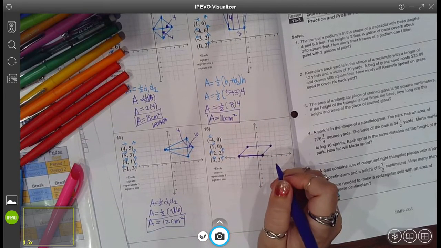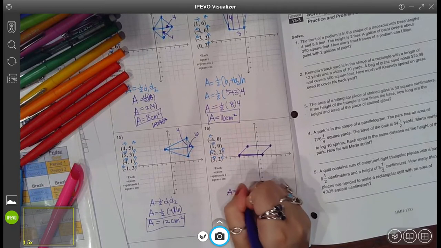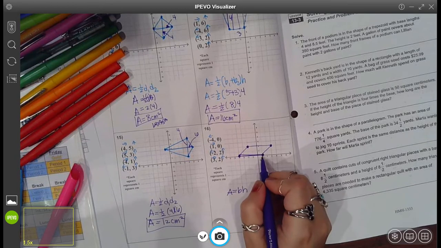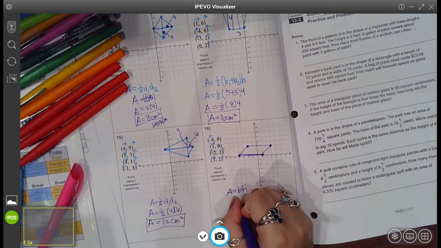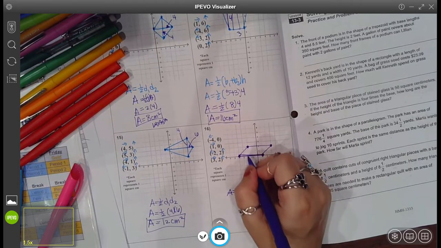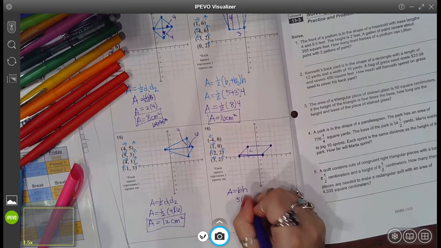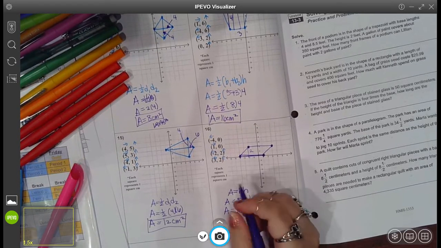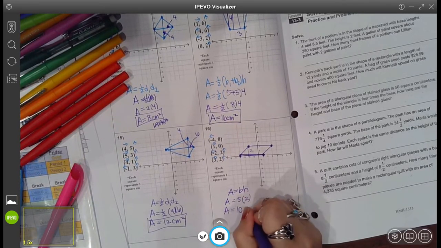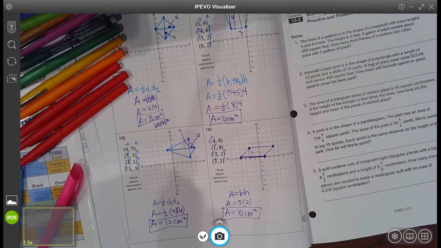That's a parallelogram. So your formula for area of a parallelogram is base times height. So I need to know the base, 1, 2, 3, 4, 5. And your height, that perpendicular distance that separates one base from the other. So what is that? 1, 2. And 5 times 2 is 10. They said each box represents a centimeter, so 10 centimeters squared for your area.